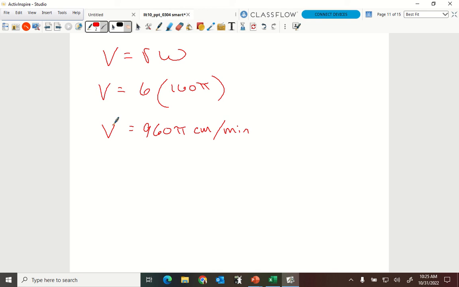So did that make sense so far, right? Now I need to do a conversion. So I'm going to show you guys how to do unit conversion pretty basically. 960 pi centimeters over 1 minute. To do a conversion, I'm going to multiply. What am I trying to get rid of here? Trying to get rid of the minutes, right?